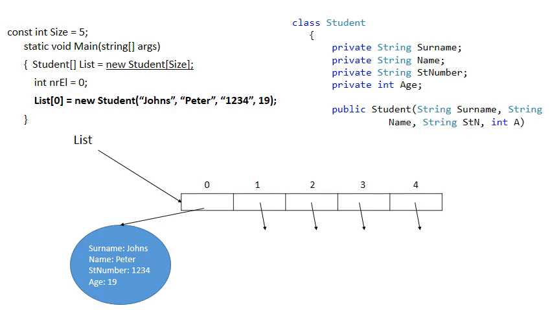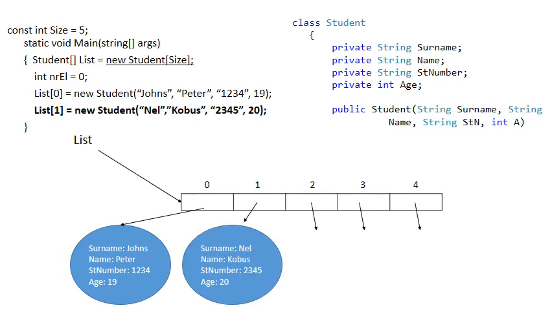To refresh our minds, class student has this constructor student that would initialize the four attributes. If you think of previous videos, a new object, which is an instance of class student, is formed. It has the attributes John, Peter, 1234, 19 with their values. Then list[0] simply says the first element in this array now points to this object. So we've created a new object pointed to by list[0]. list[0] is not really the object. list[0] is the pointer which points to the object.